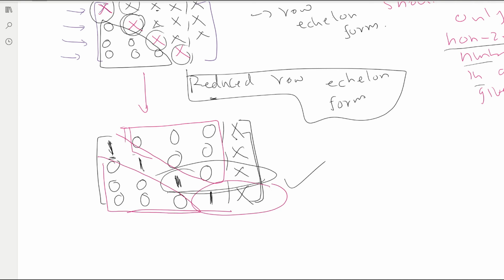Okay, so in the next videos I'm going to solve a bunch of problems using these row operations and show you these echelon forms.